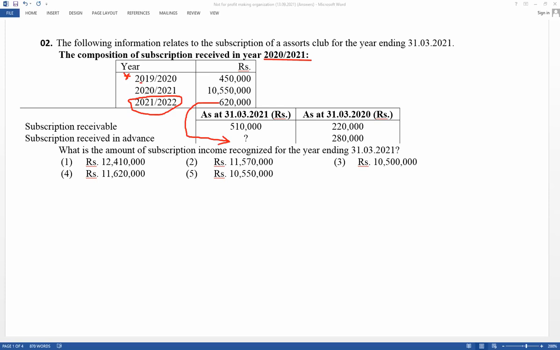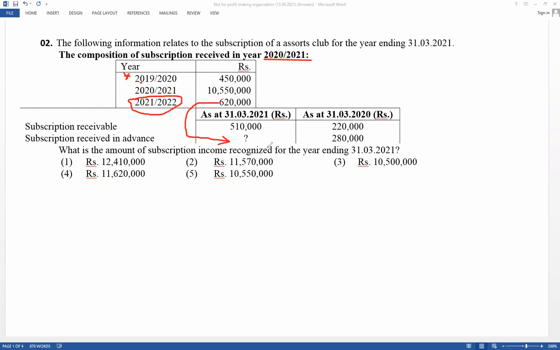Think of accounting period 20 and 21 periods. End of the year 31st March 21, beginning of the year 1st April 2020. Therefore, accounting period 20 and 21 period, but given subscription received amount for next financial year also. That is the subscription received in advance closing balance. It has not given clearly. Thus, what is the amount of subscription income recognized for the year ended 31st March 21?